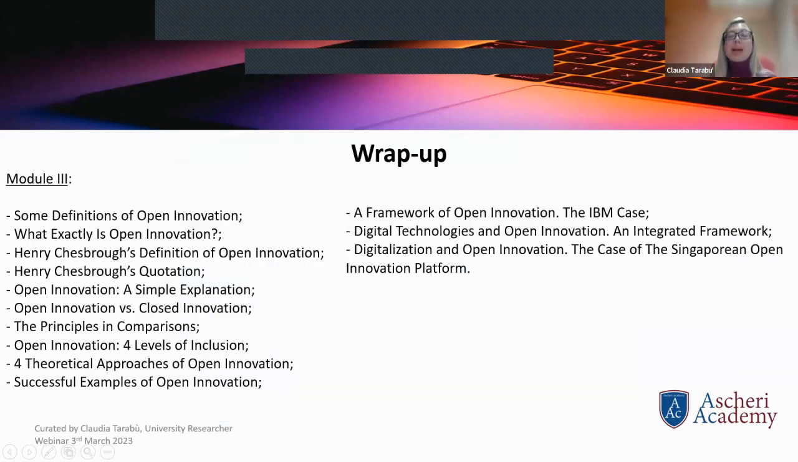To recap our lecture of today, we have talked about some definitions of open innovation. We have explained what exactly is open innovation. We have quoted the definition of open innovation created by Professor Chesbrough. We have given a simple explanation of open innovation, and we have also brought a comparison between open innovation and the closed innovation model. We have observed the principles in comparison. We have analyzed the four levels of inclusion of open innovation, and also a specific framework with the four theoretical approaches of open innovation.